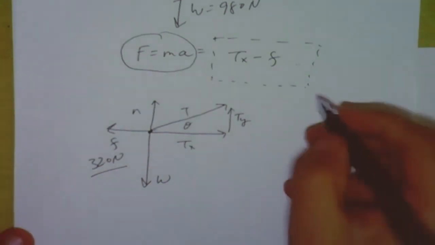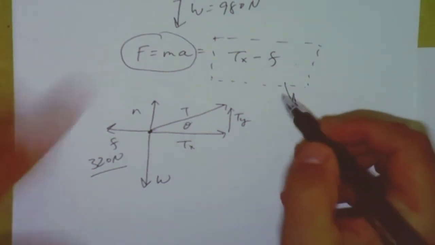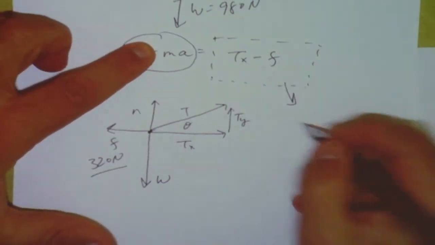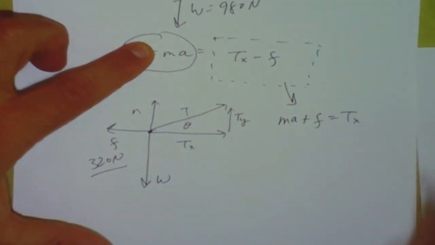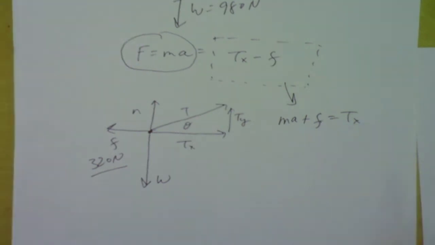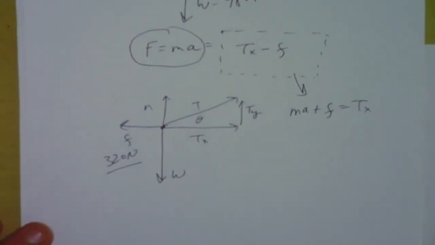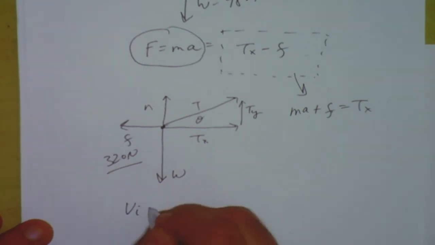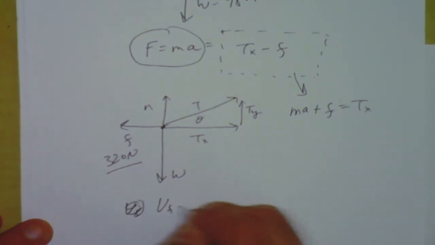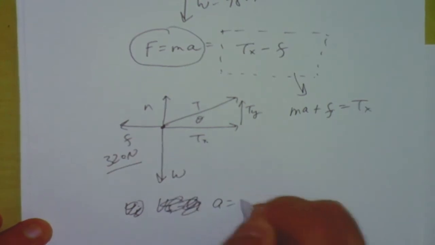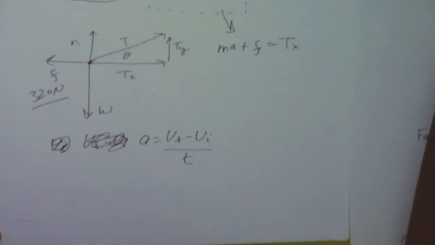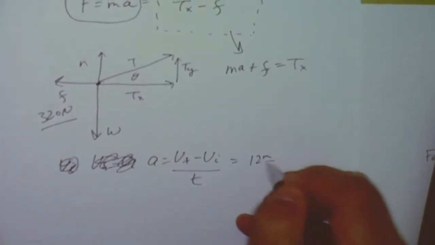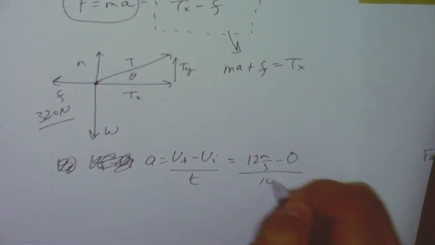Okay, so then from here, I'll have to do a little bit of algebra, add friction to both sides. So ma plus friction is Tx. Okay, and I know this. Again, I'll just have to figure out what the acceleration is. And this is the part that should be kind of a review, because we did it last week or so. Yeah, I'll do it like this. Final velocity minus initial velocity divided by time. So we go up to 12 meters per second, starting at rest, and I think this happened in 10 seconds.